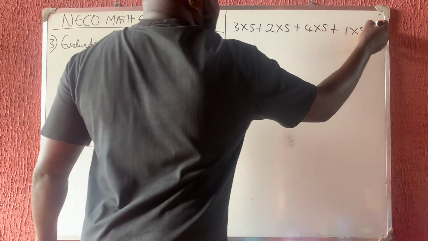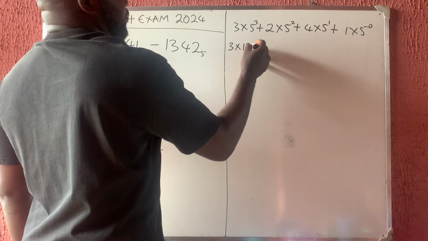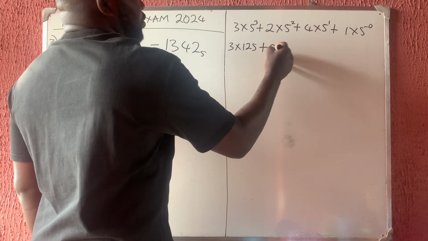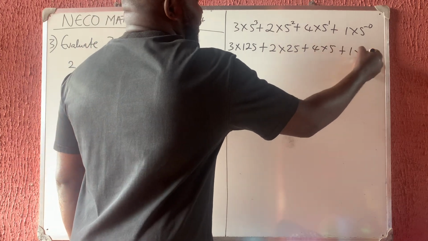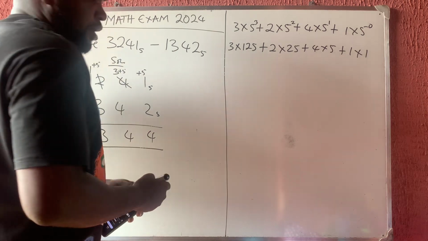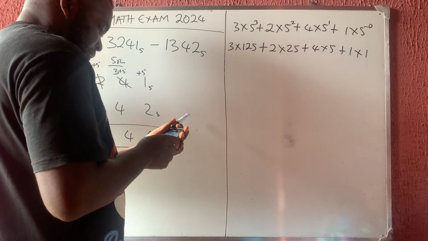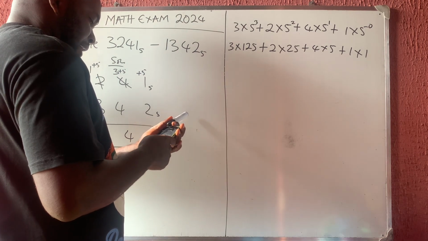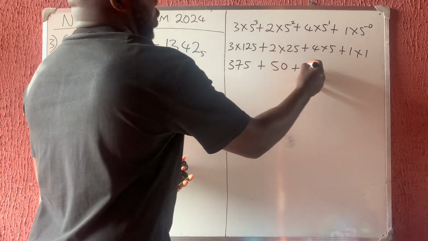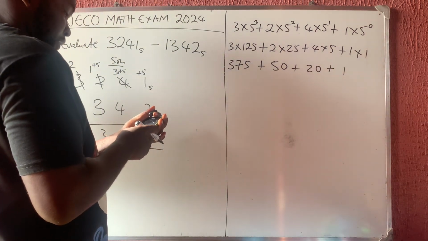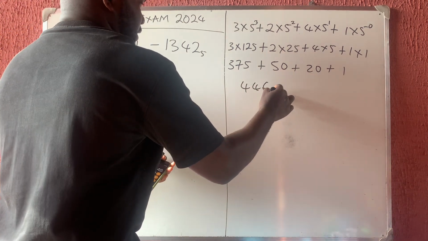Then you start from the back and say 0, 1, 2, 3. So this is 3 times 125, plus 2 times 25, plus 4 times 5, then plus 1 times 1, because anything raised to power 0 is 1. Now 3 times 125, I will have 375, plus 50 plus 20 plus 1. So I'm having 446, which is now in base 10.